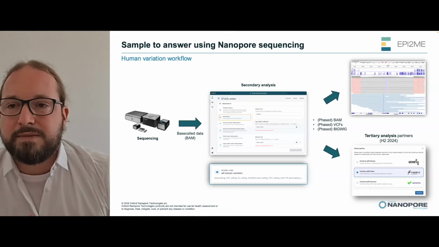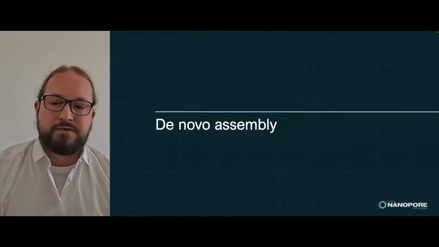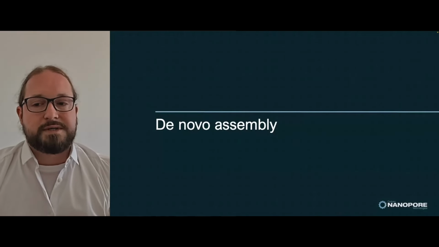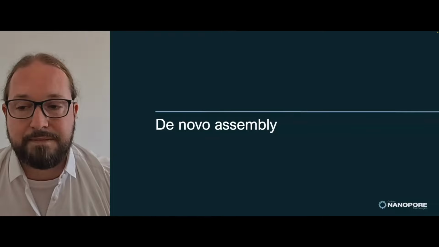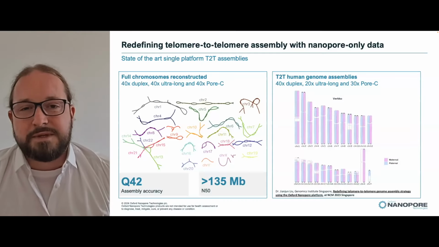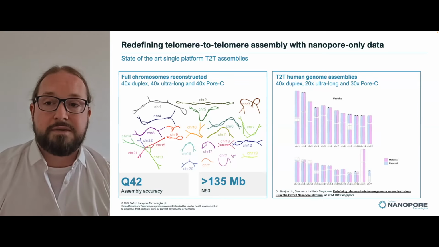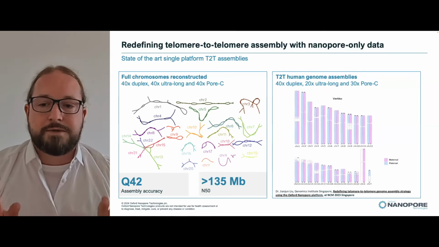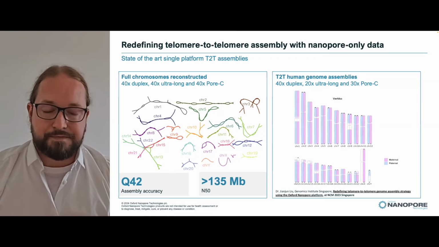One quick glimpse I want to give you is that more and more people are switching over from an alignment-based approach to an assembly-based approach, where instead of just taking the reads and aligning them to a reference genome, they assemble them first, so they create a haplotype resolved assembly. And Nanopore as a platform is uniquely placed here as the only platform that can provide you with true T2T assemblies from a single platform. And what I'm showing you here is an example of human T2T assemblies.